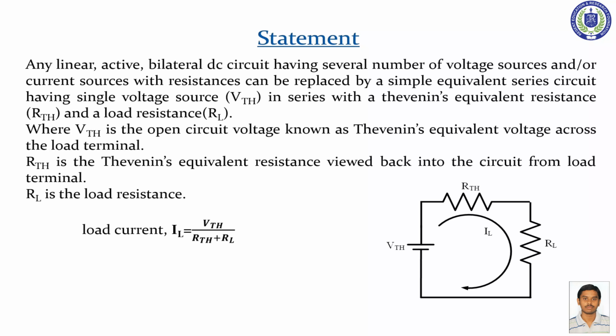Linear circuit means this circuit obeys Ohm's law. Next, active circuit means a circuit containing an independent voltage or current source is called an active circuit. And bilateral circuit means the property and characteristics of a circuit do not change with the change in direction of supply voltage or current. This is called the bilateral circuit.